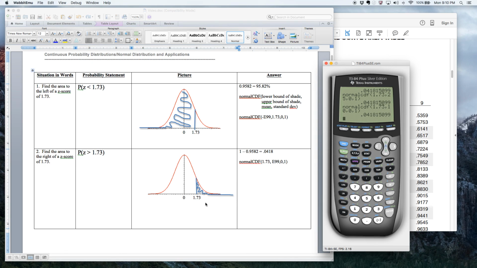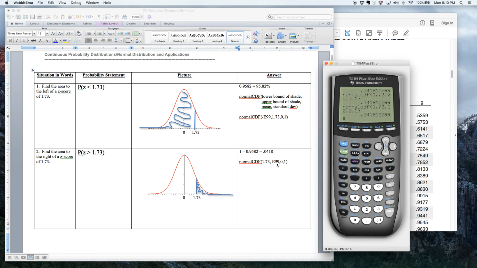So how much area is really out there in the long run? Well, once you're past 3 standard deviations from the center, not a heck of a lot. So what a lot of people do, instead of this E99 business, because it kind of aggravates people, instead of going 1.73 to E99, you just pick some ridiculous number out there, like 1,000, and make life easy for yourself. But that's just a matter of preference, and I'll leave that up to you.